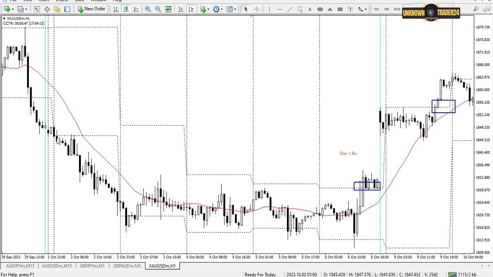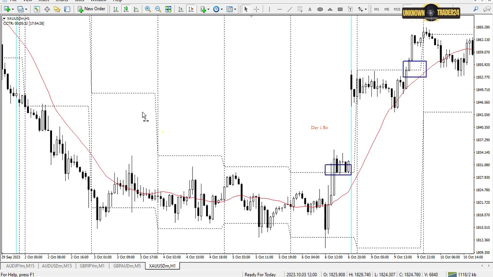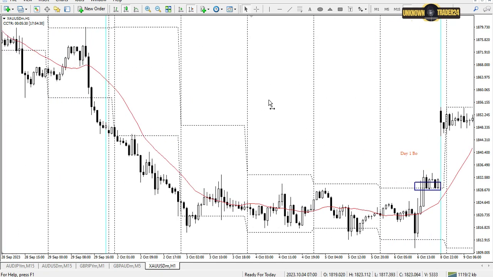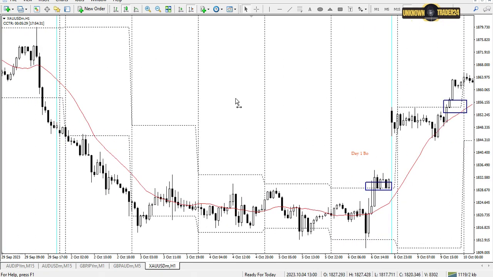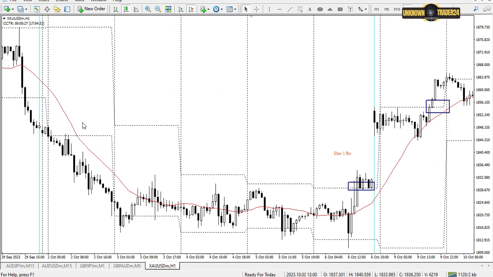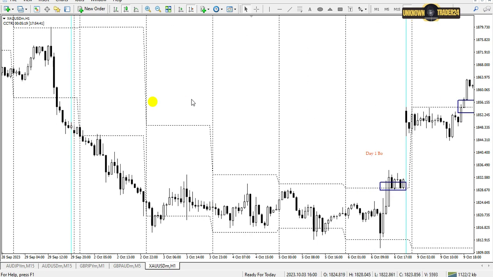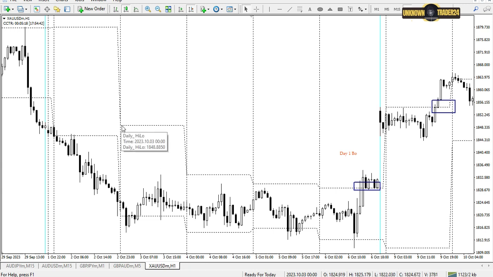Now I have these horizontal dotted lines. These show the low of the previous day and the high of the previous day. That's one thing you should understand. Later I will be introducing other indicators, but right now I'm only using one indicator. I can even take out this one, let me delete it. So I'm using only the daily high and daily low indicator currently.